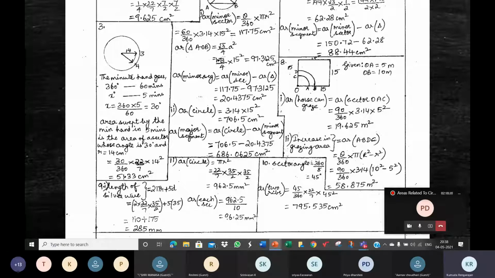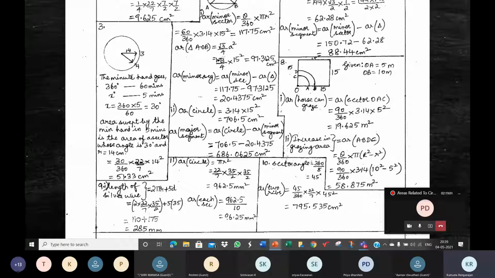I've done a different way here. If you want to treat it as a sector and use a formula to find its area, then you must say theta by 360 into pi r square. Theta is 36 degrees because the complete angle at O is 360 and there are 10 sectors. So 360 by 10, 36 degrees. Each sector angle is 36 degrees. So 36 by 360 into pi r square will also give us the area of each sector.